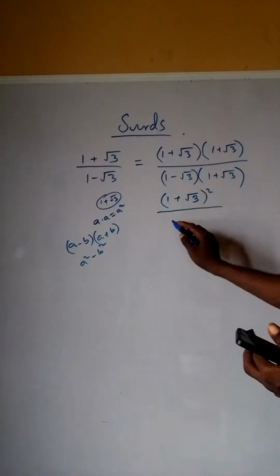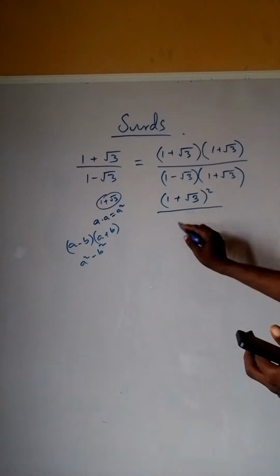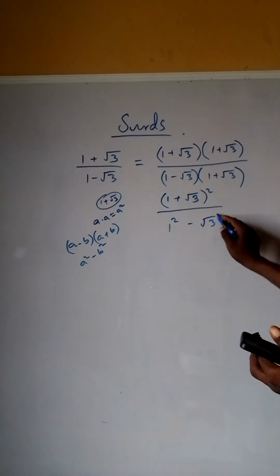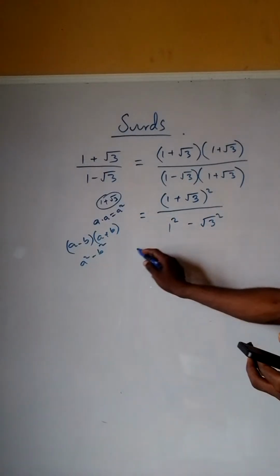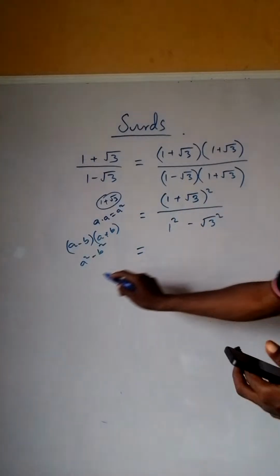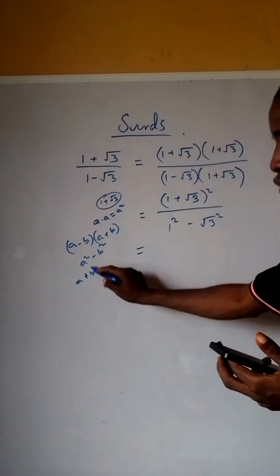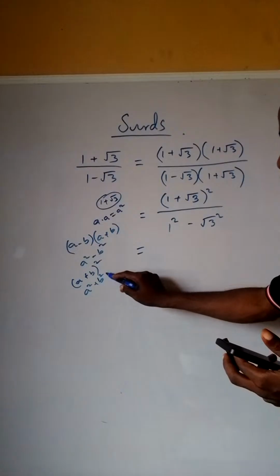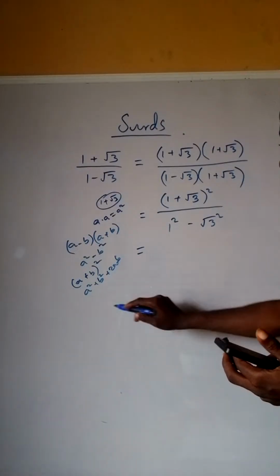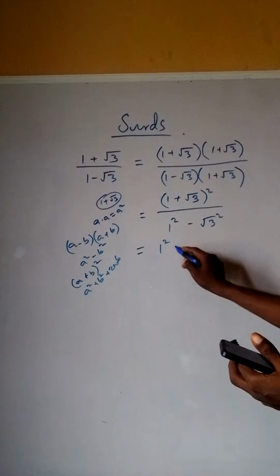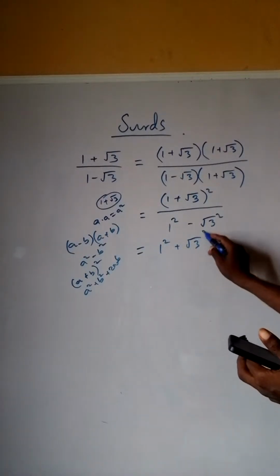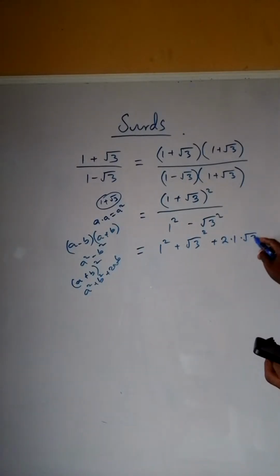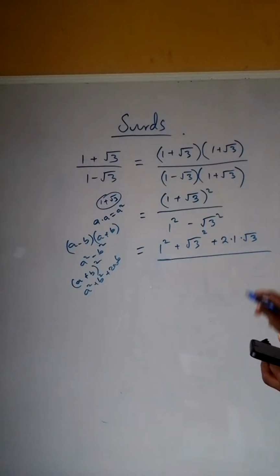So here, 1 is serving as a. So we have 1 squared minus root 3 squared. As this here, also we expand what we have here. And when we have a plus b all squared, this becomes a squared plus b squared plus 2ab. This here can be written as 1 squared plus root 3 squared plus 2 times 1 times root 3 all over.